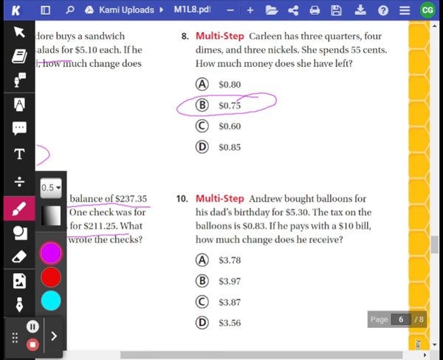So I have $5.30 for the balloons. I'm going to add in the tax. So this is for the balloons, and this is for the tax. So I'm going to bring down my decimal. This is the 3, 8, 9, 10, 11. Regroup. 5 plus 1 equals 6.